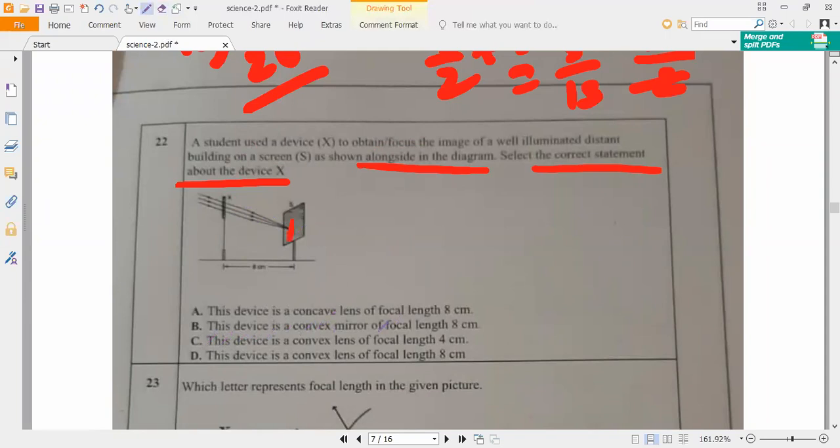So what is this device? Option D, a convex lens of focal length 8 centimeters. So option D is the correct answer.